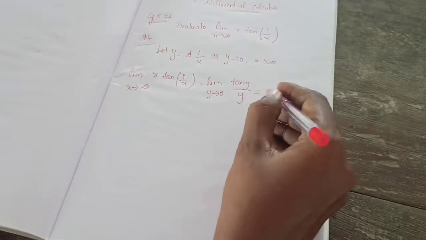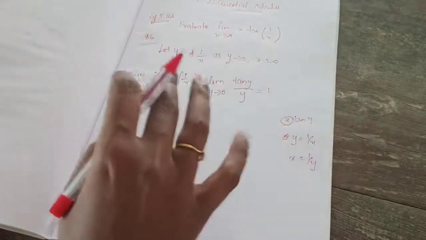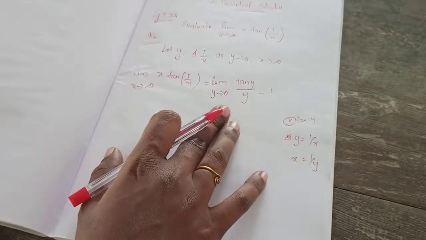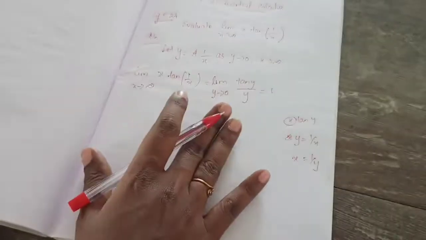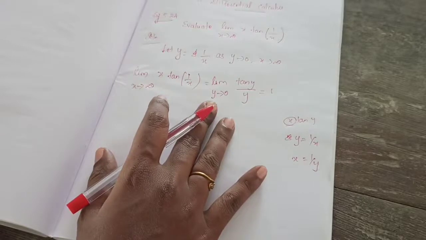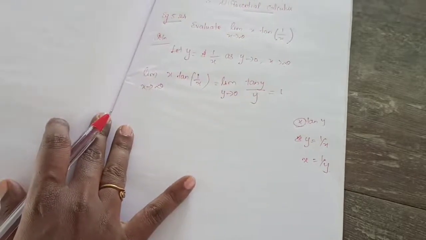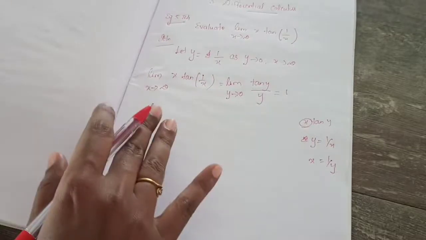So what's the value of tan x by x by the standard limits? The 7 standard limits I have done. According to that, what's the value for tan x by x? 1. Here it is tan y by y as y tends to 0, so you will get the answer as 1. Got it? I hope you are all well thorough. Let's move to the next one.